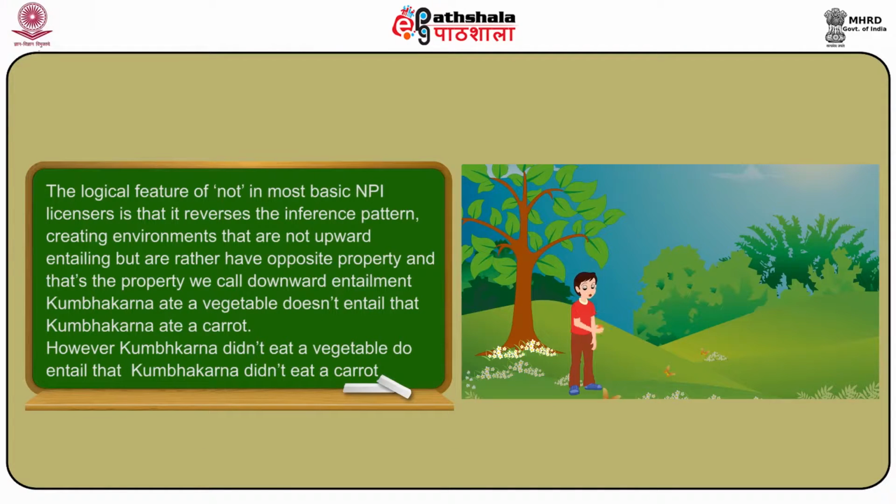The logical feature of not, and most basic NPI licensors, is that it reverses this inference pattern, creating environments that are not upward entailing, but have the opposite property. And that's the property that we call downward entailment. So it's often also called downward monotone or downward entailing. These are used interchangeably.